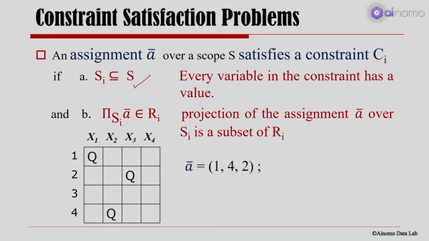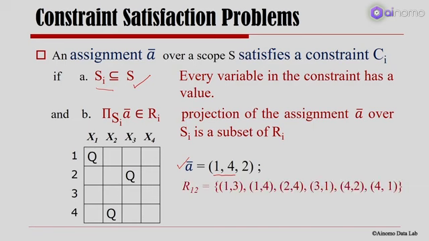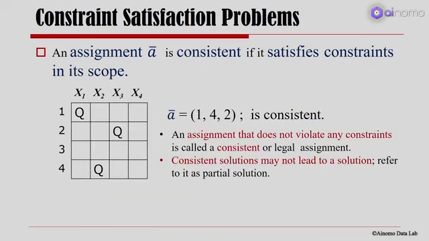Now, if you look at this assignment and if you look at the constraints that I was talking of and look at the queen 1 and the queen 2, then I could see that I have 1, 4, which is a possibility included in R1,2. Similarly, if I had written the other constraints, I could have seen that I could have covered the possibility of having 4, 2 between 2 and 3 as well. An assignment is said to be consistent if it satisfies constraints in its scope.